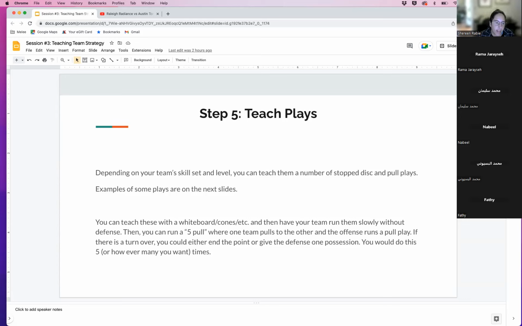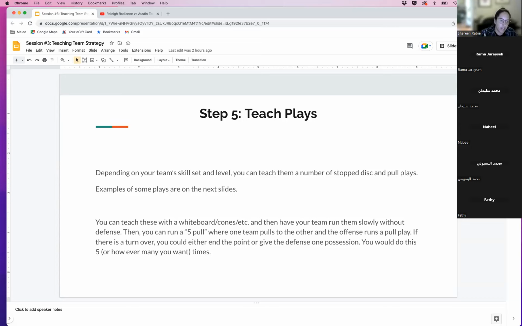When I teach plays, again, the same method. I'll do a whiteboard, draw it out, get them on the field without defense, walk them through it, and then we'll do something that is what we call a 5-pull.